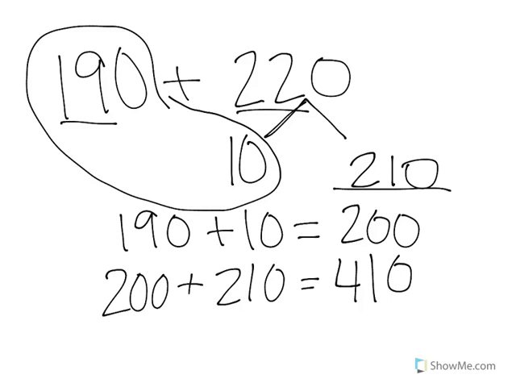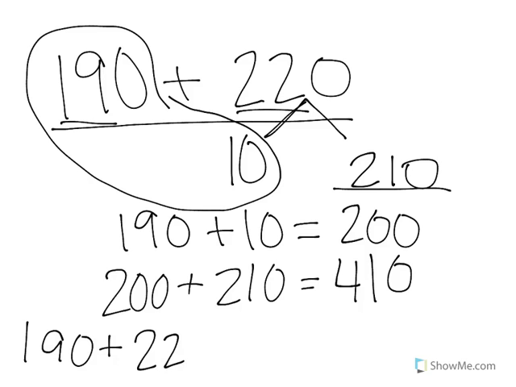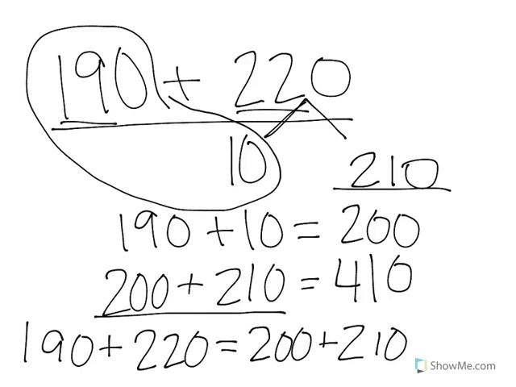All right, this part is new. So I need to write both number sentences, our old sentence and our new, easier sentence. So our old one was up here. 190 plus 220. But then I wrote an easier number sentence here. So I know that 190 plus 220 is the same as 200 plus 210. And both of those equal my answer, which is 410.